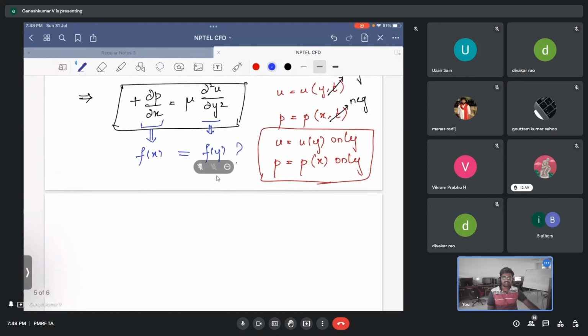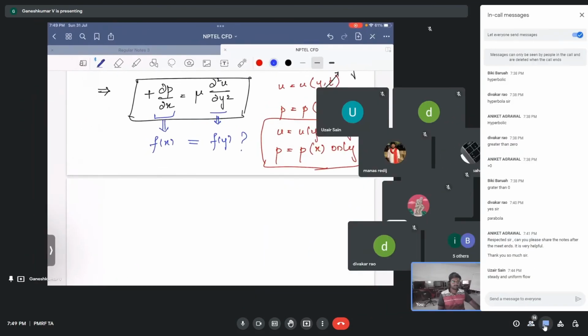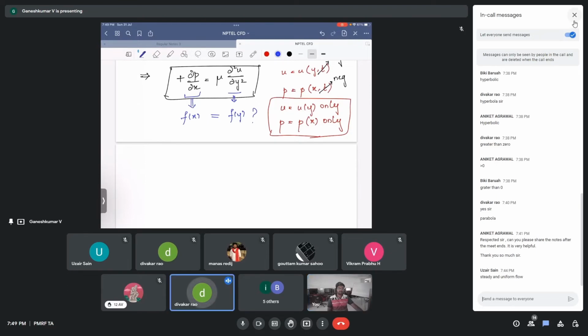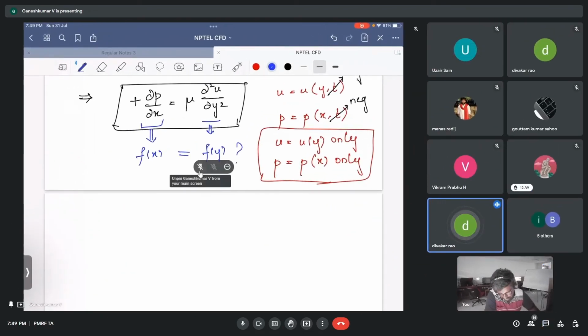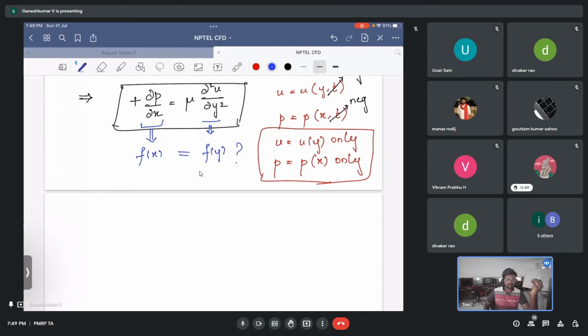What do you guys think? Can these two be equal? If it's not equal, did we make any mistakes? Because of assumptions, actually, it's becoming equal, but generally it is not equal. Right. So, because of assumptions, you are telling it is equal. But a function of x and a function of y cannot be equal, right? So if it wants to be equal, whatever you said is true. Because of assumptions, it comes out to be equal.